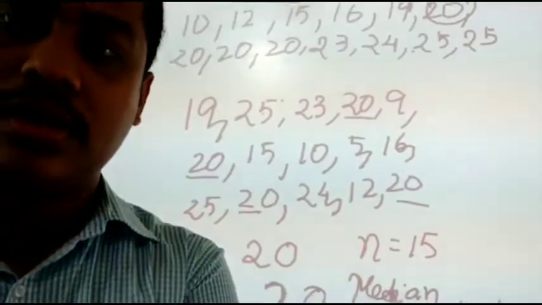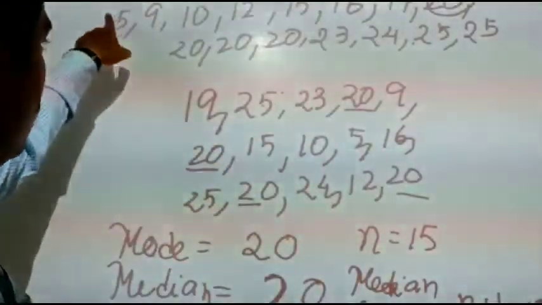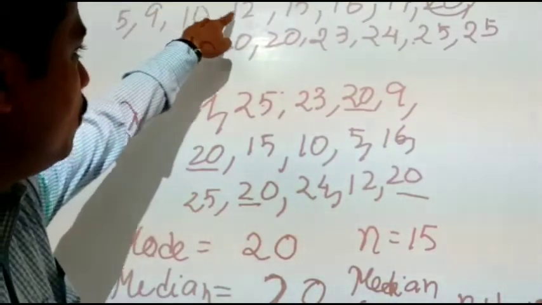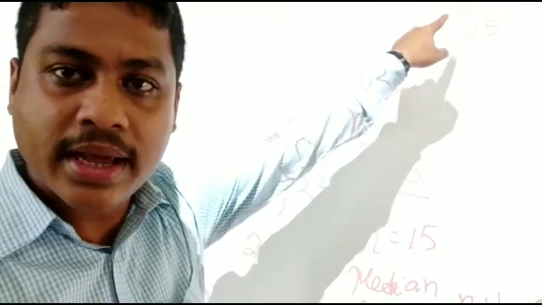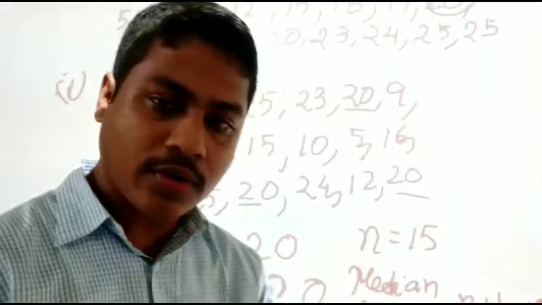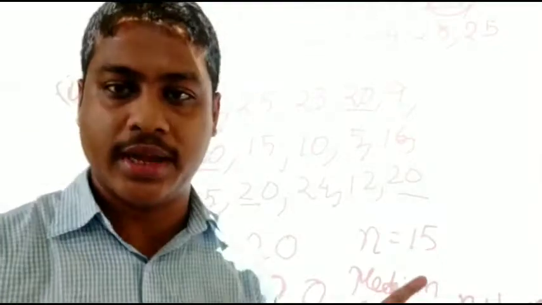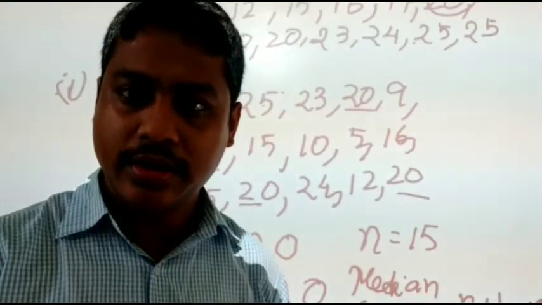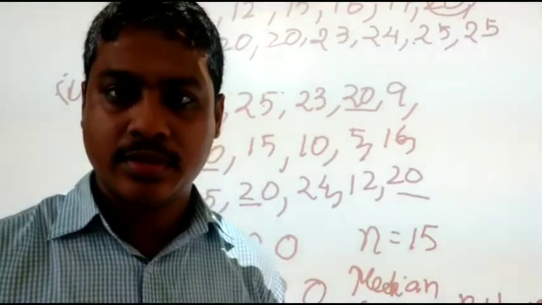First, always arrange in ascending order. You see the 8th term: 1, 2, 3, 4, 5, 6, 7, 8. Have you got the median as 20? When we did it manually, we got the answer as 20. In this way also, your answer will again be 20. This is one more way of doing it. Clear? But don't forget to arrange the data in ascending order.